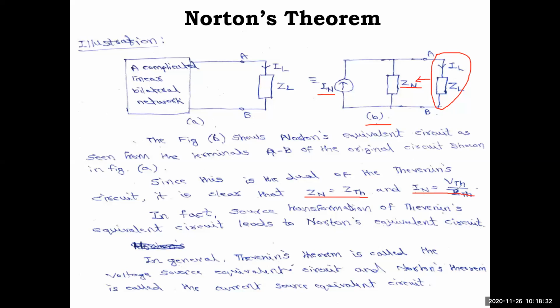Okay, so that is the idea. In fact, source transformation of Thevenin's equivalent circuit leads to Norton's equivalent circuit. So that is what I told you. This is also the same result.